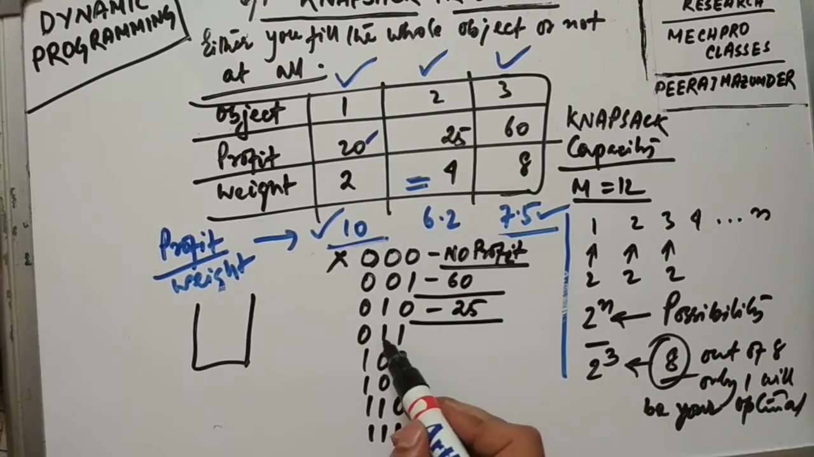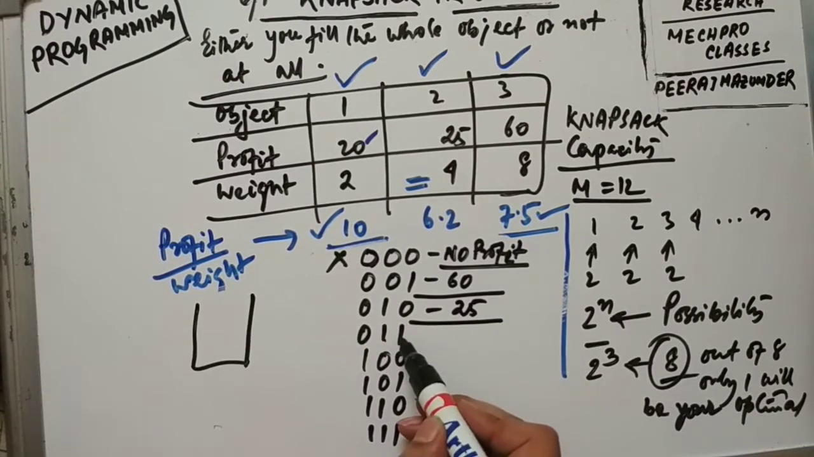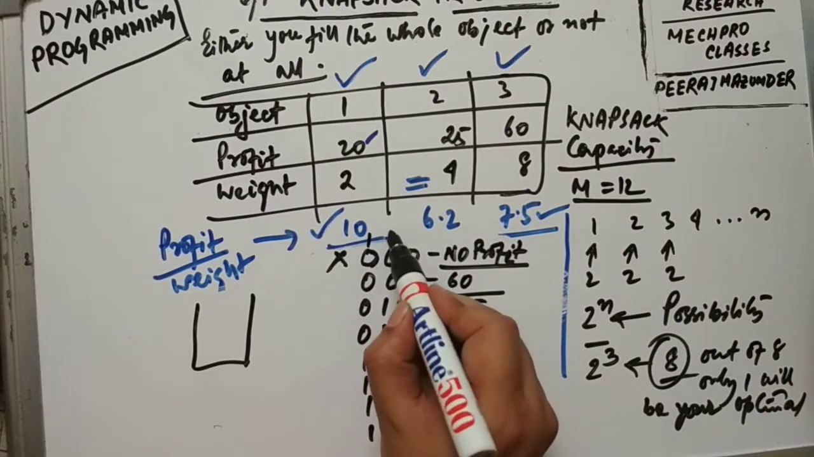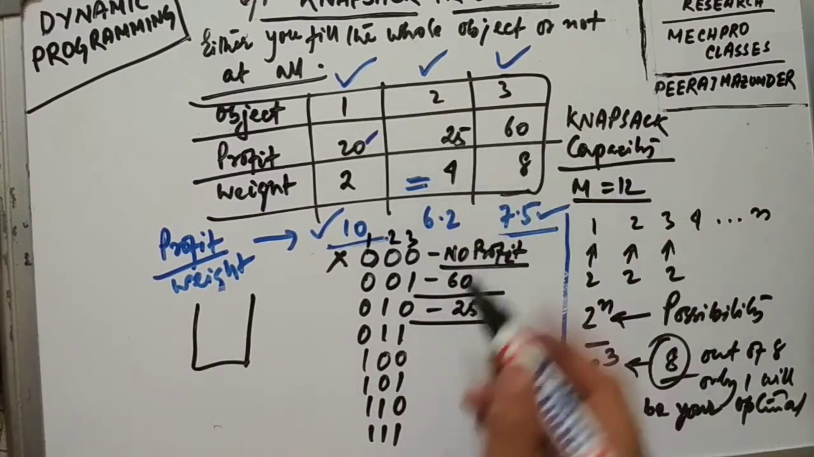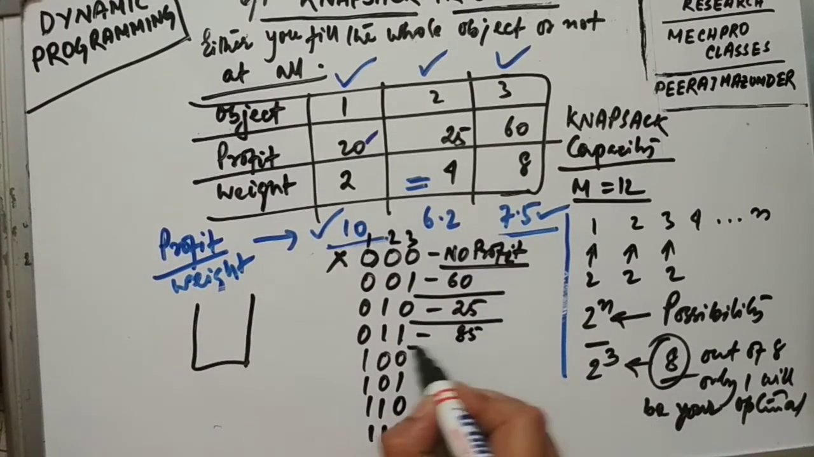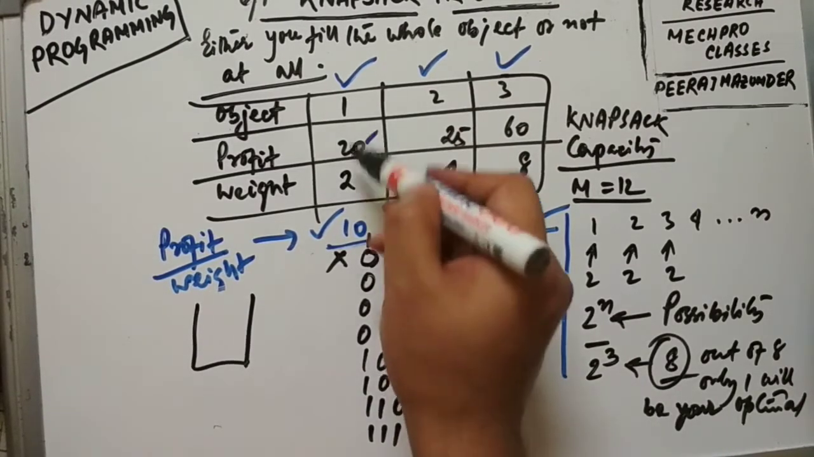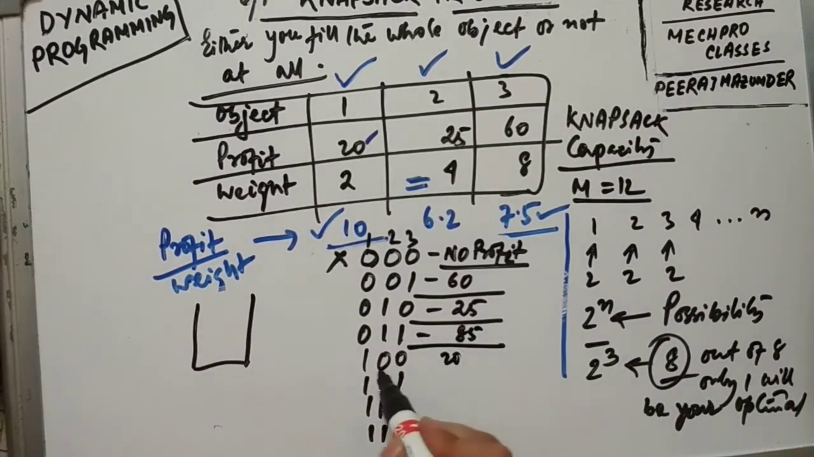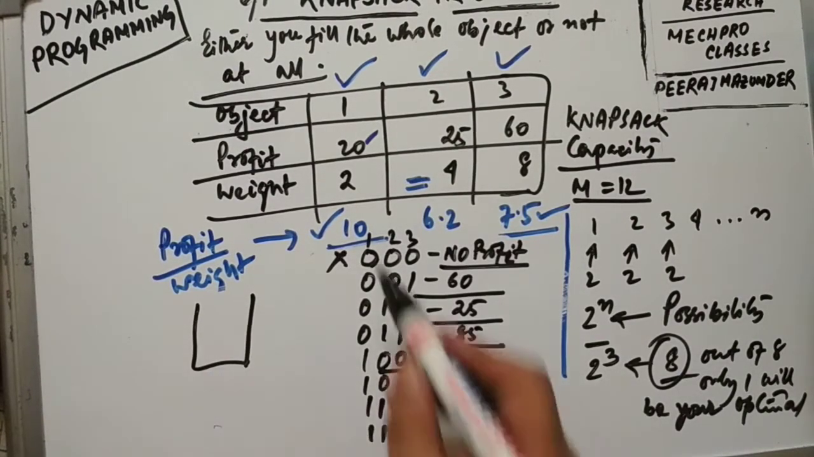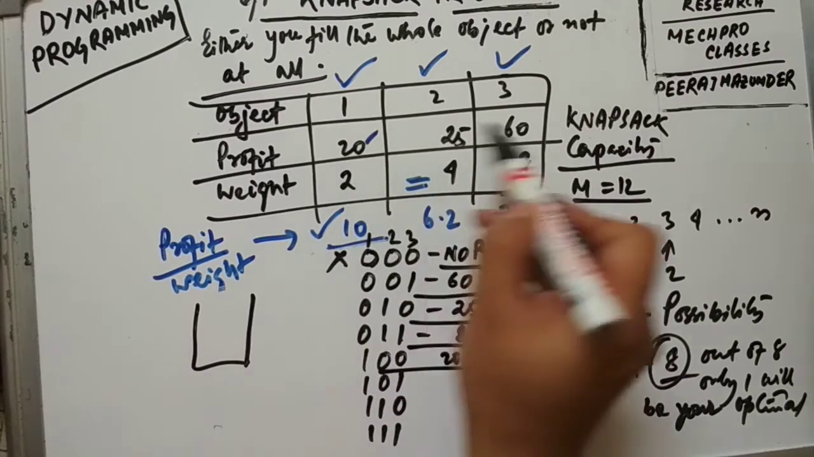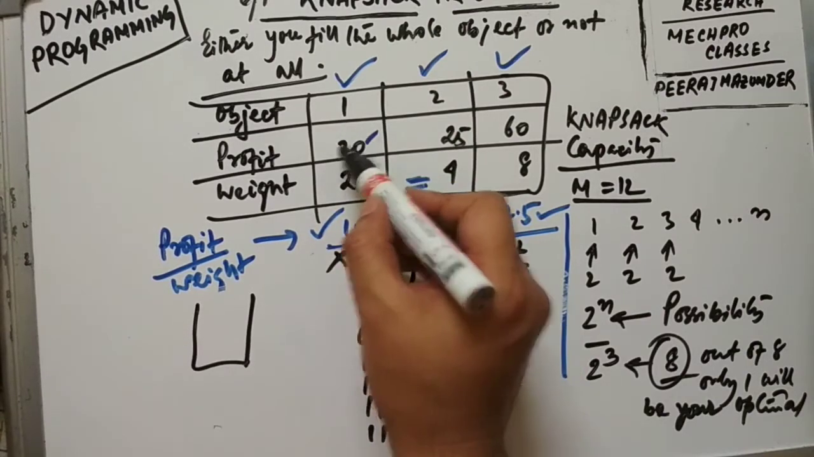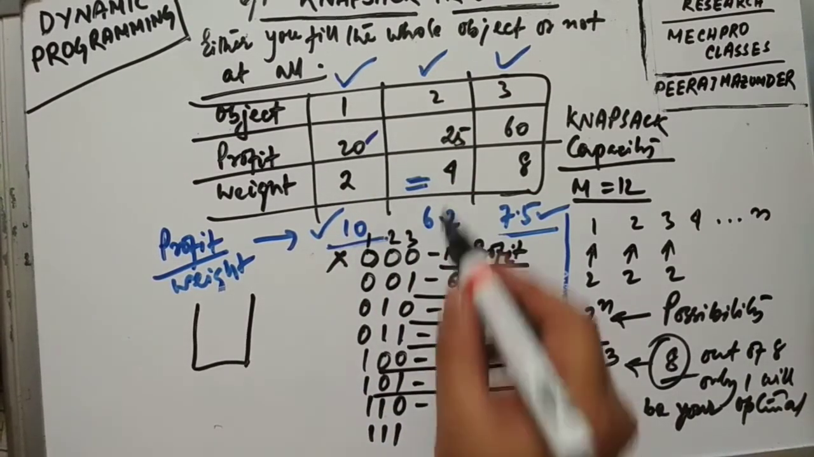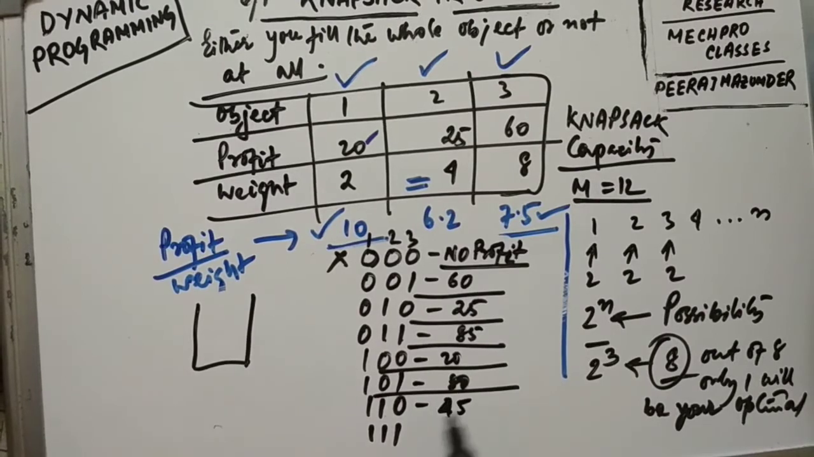For this case we are putting objects 2 and 3, so the profit will be 85. Now for this case we are putting object 1 only, so the profit will be 20. For this case, 1 and 3, that is 20 plus 60, that is 80. For this case, 1 and 2, 20 plus 25, that gives you 45.